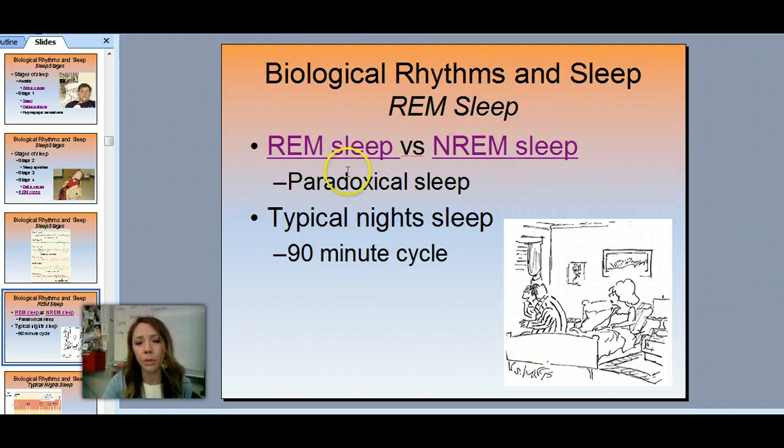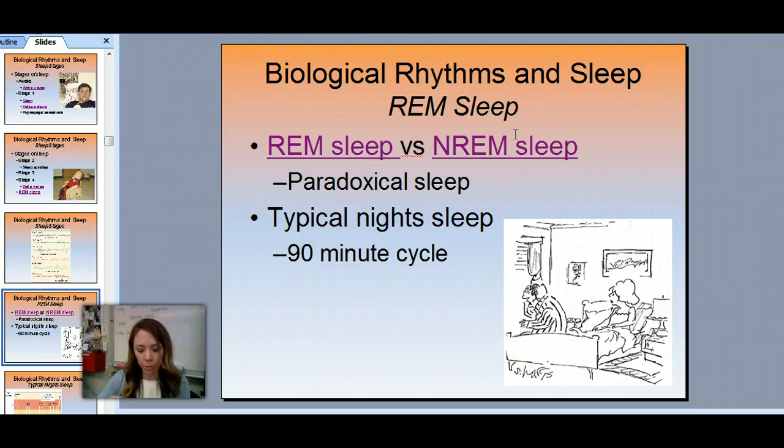REM sleep is considered paradoxical sleep because our brain is completely active and the rest of our body shuts off. A paradox is when two things contrast each other or are opposite of each other. So in REM sleep, my brain is completely active, my body shuts off. My non-REM sleep is the other stages. So all the other ones, 1 through 4 here, I'll go like this, bring back up. My 1 through 4 are my non-REM. This is my REM sleep, right? My brain's active, my body's shut off, and this one down here, it's just my brain that's active.